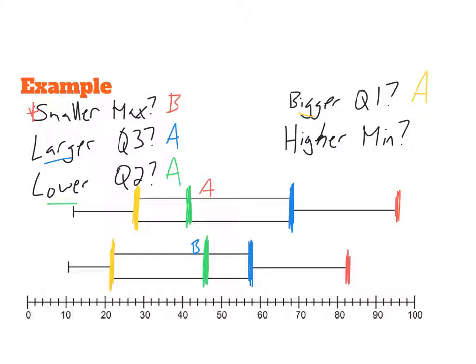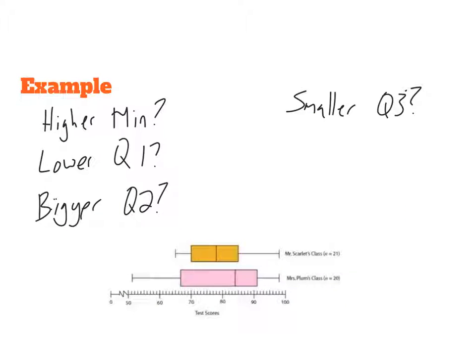The minimums. Here's the minimum for B, here's the minimum for A. Higher means which one's farther to the right. Now they're pretty close, but if you look close enough, A is going to have the one that's farther to the right. It's a difference between probably 10 and 11, but A is still a little bit bigger of a min than B. Go ahead and pause the video, do these last 4 on your own, and then hit play and see how you did.